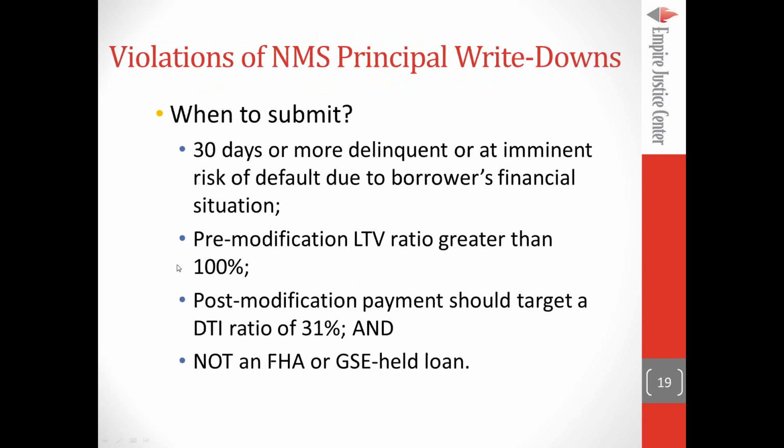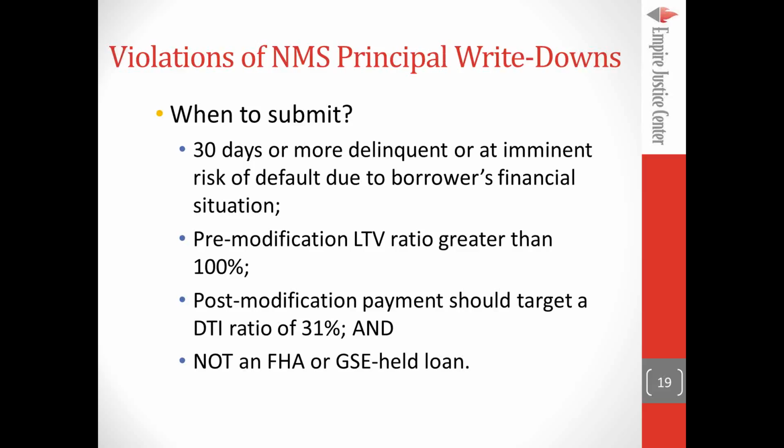So when do you submit these violations? Well, your borrower must conform with all of these points. First of all, they must be 30 days or more delinquent or at an imminent risk of default because of the borrower's financial situation. The pre-modification loan-to-value ratio must be greater than 100%, which means that they're underwater. Basically, the house value is less than the mortgage amount. Perhaps the mortgage is $250,000 and the value of the house at this time is $200,000.